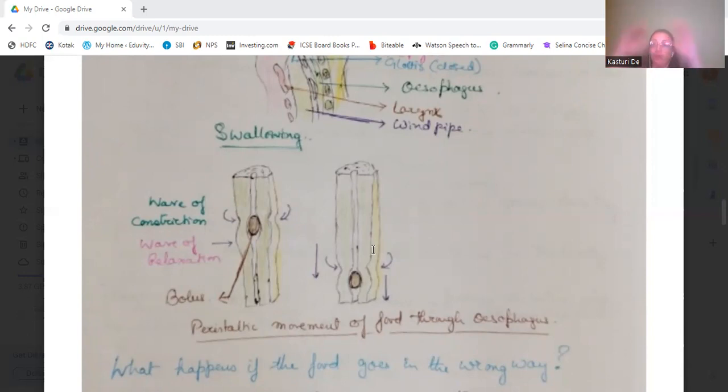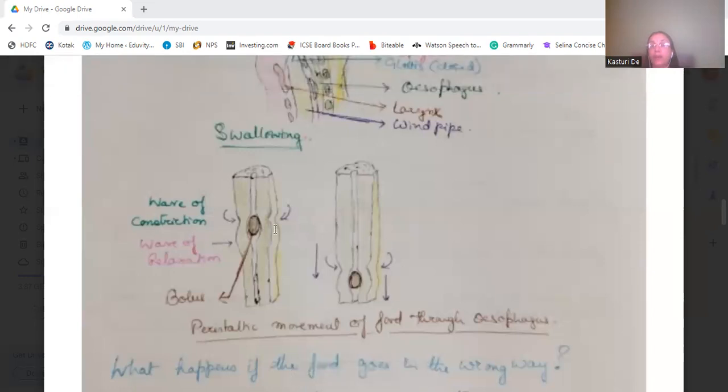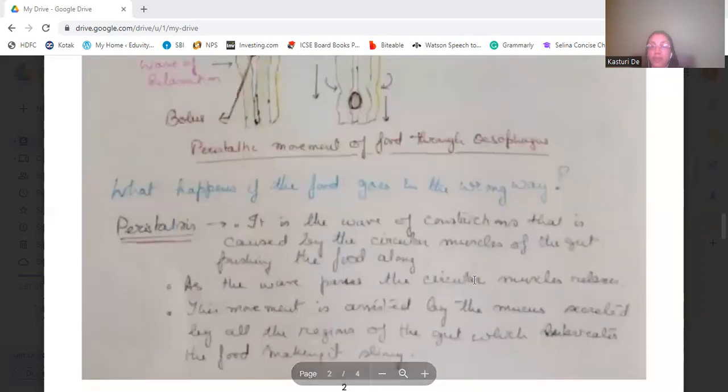There will be a depression inside the food pipe, and again it will relax. This is how the picture shows it. When there is a wave of constriction, the food pipe is depressed, and the bolus passes into the next portion. There is a swelling. Like that, it will alternately continue until it reaches its destination.